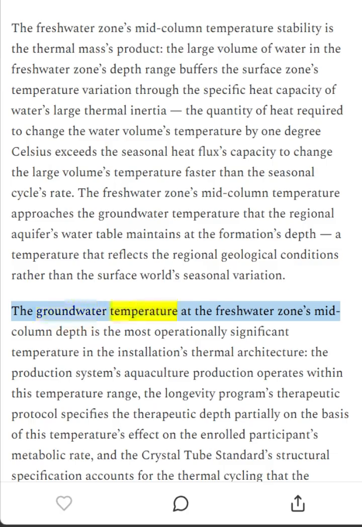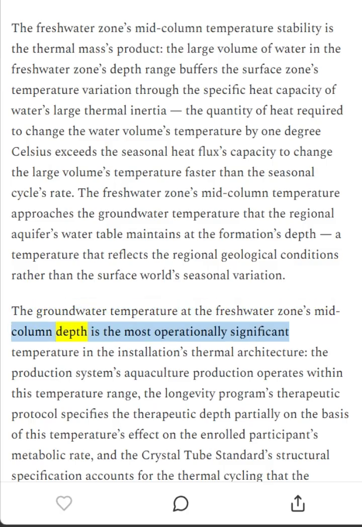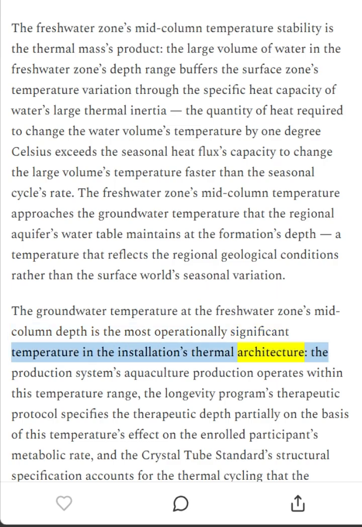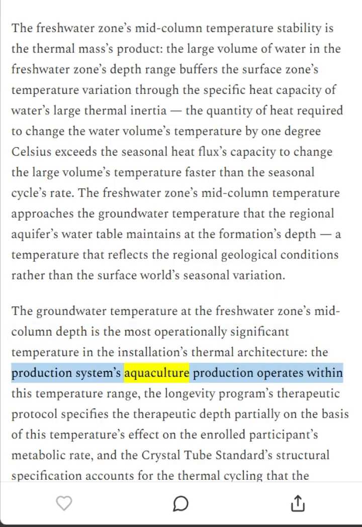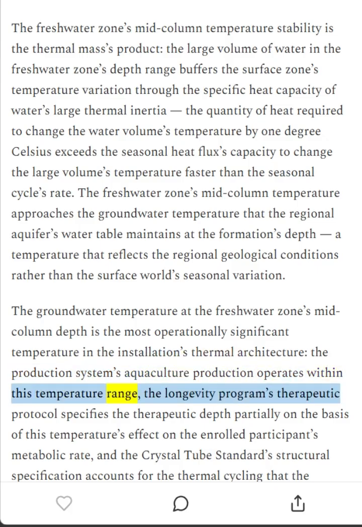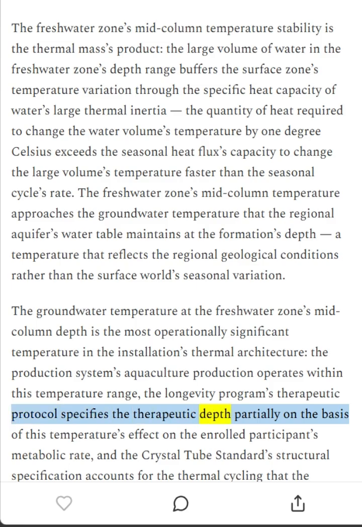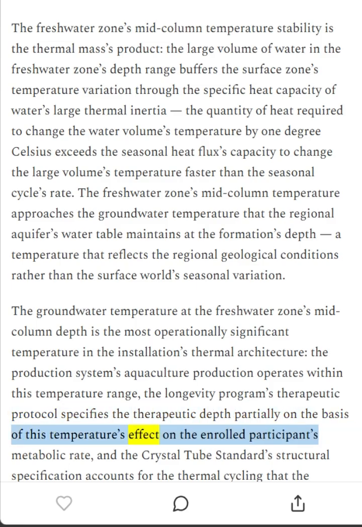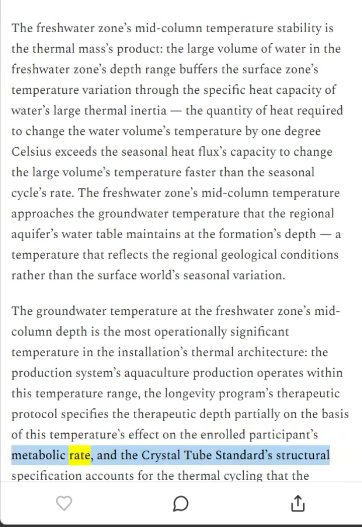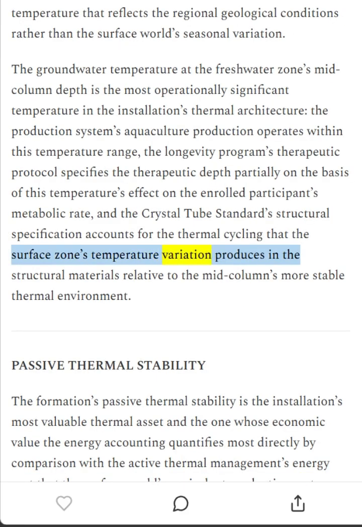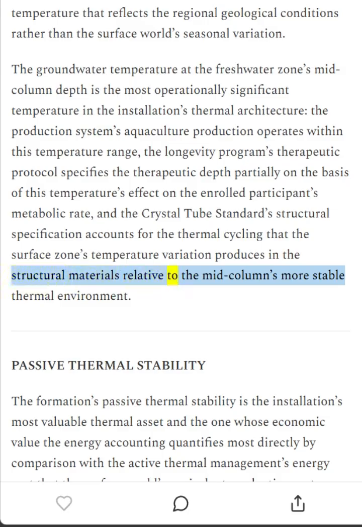The groundwater temperature at the freshwater zone's mid-column depth is the most operationally significant temperature in the installation's thermal architecture. The production system's aquaculture production operates within this temperature range. The longevity program's therapeutic protocol specifies the therapeutic depth partially on the basis of this temperature's effect on the enrolled participant's metabolic rate, and the crystal tube standard structural specification accounts for the thermal cycling that the surface zone's temperature variation produces in the structural materials relative to the mid-column's more stable thermal environment.